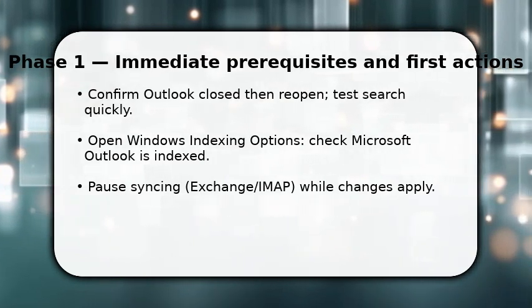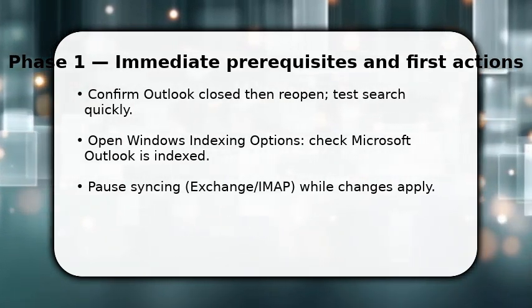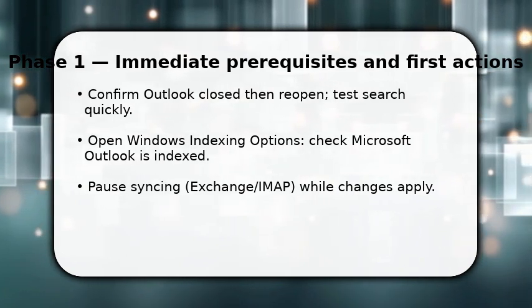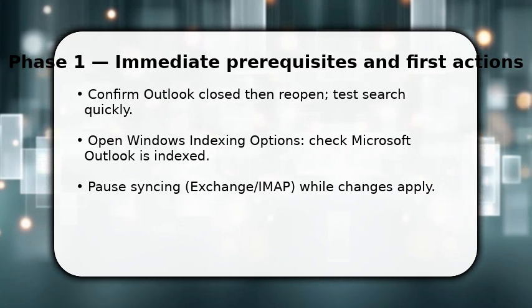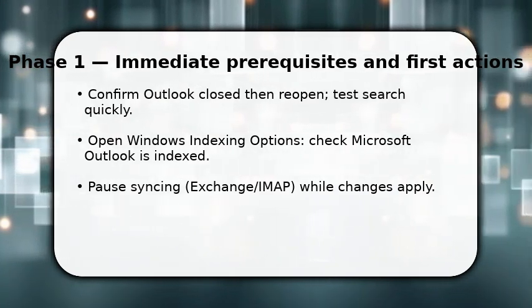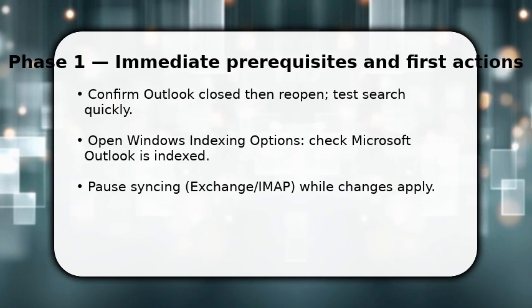If you use Exchange or a map, pause syncing so index changes aren't interrupted. That prevents partial entries. This immediate setup gets you into the repair steps that follow and makes sure the index actually contains your mailbox data.